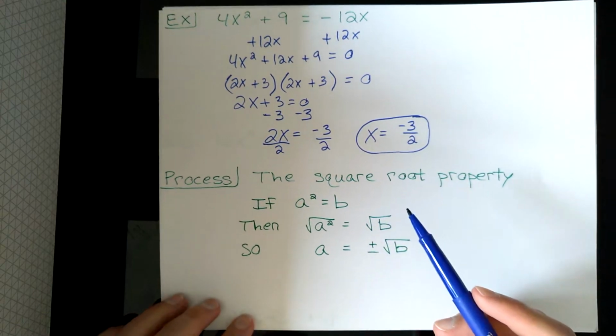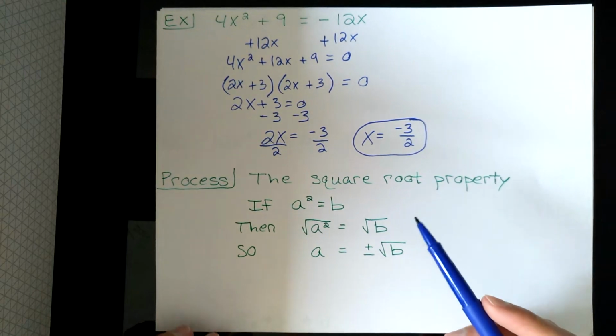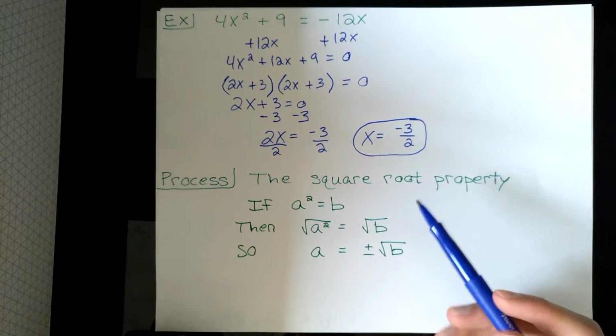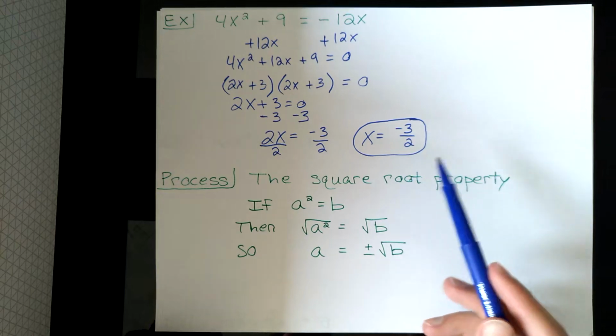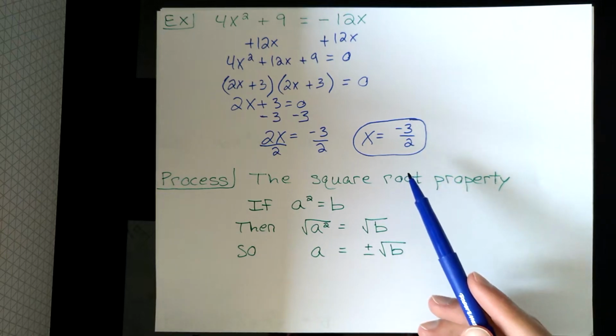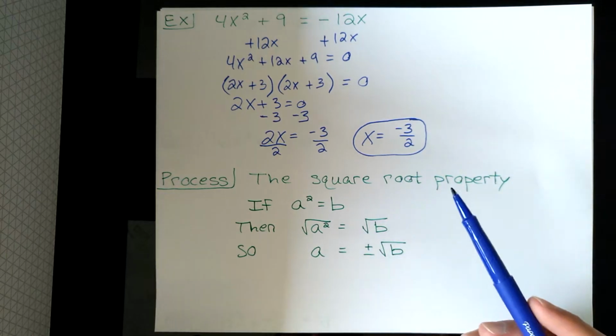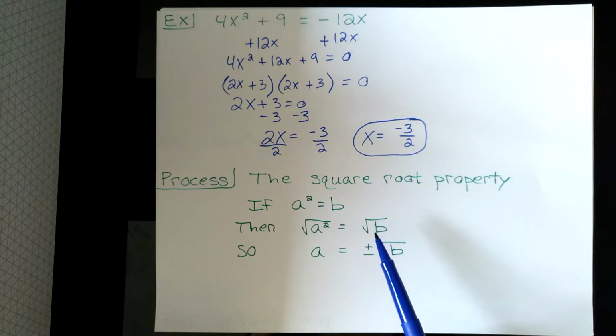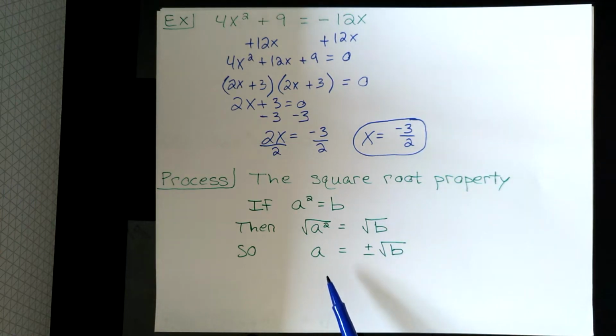I definitely recommend that you always check these problems when you finish them, as it's a way to guarantee that you did find the correct answer before you turn it in. Okay, so from here, let's go through the next method, which is the square root property.